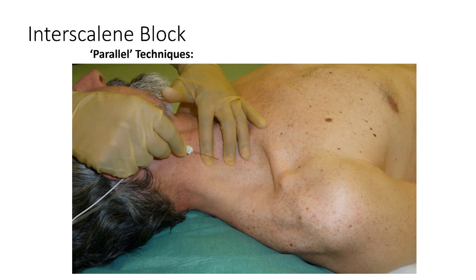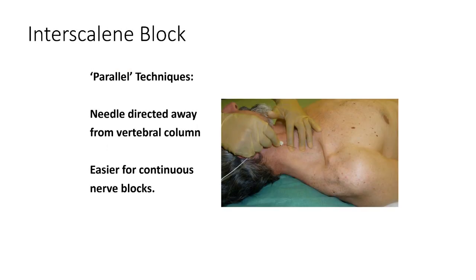The advantage of the parallel techniques is that the needle is not directed towards the vertebral column. In Winnie's technique, there have been numerous case reports of epidural spread or total spinal following interscalene block. This was because the needle missed the target and went a bit too far in, or the needle entered the dural cuff around the cervical nerve root. The parallel technique is also a useful technique for inserting catheters, as the angle that the needle makes with the nerves is more favorable for insertion of a catheter.